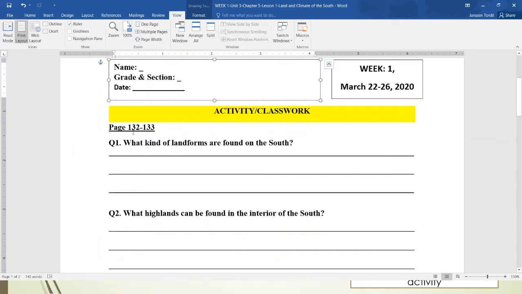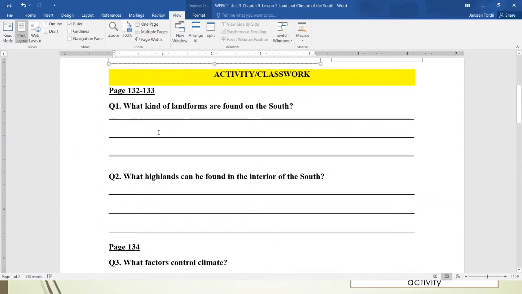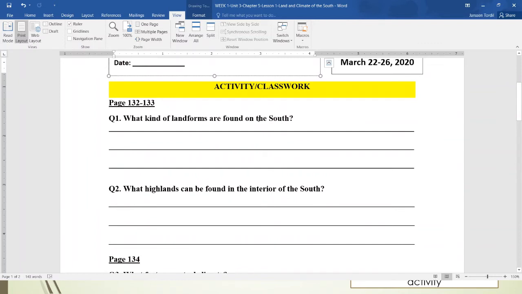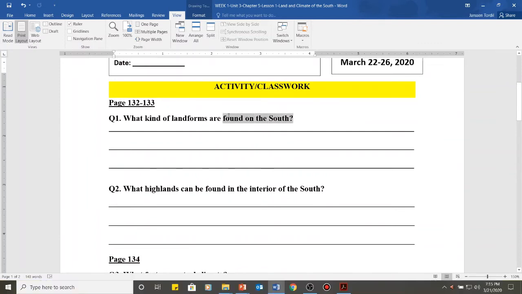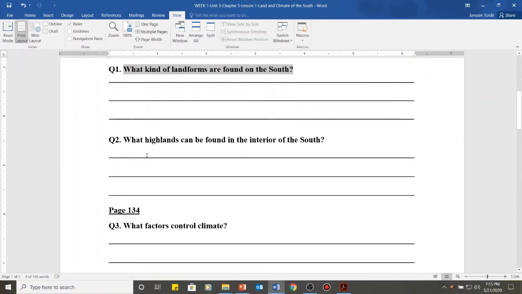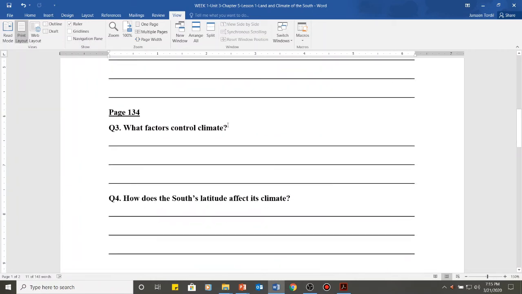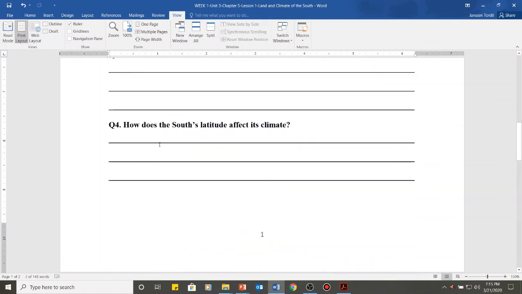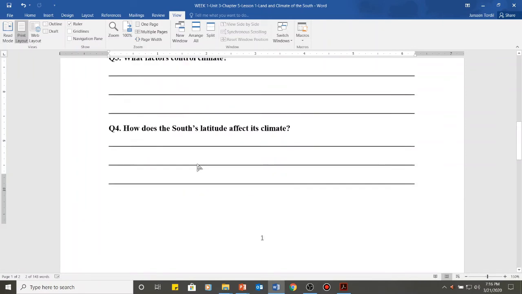Now, in pages 130 to 133, the question is, what kinds of landforms are found in the South? We have read about that. Number 2, what highlands can be found in the interior of the South? I think you know that also. And what factors control the climate? You can find that on page 134. And how does the South's latitude affect its climate? You can find that on page 134.